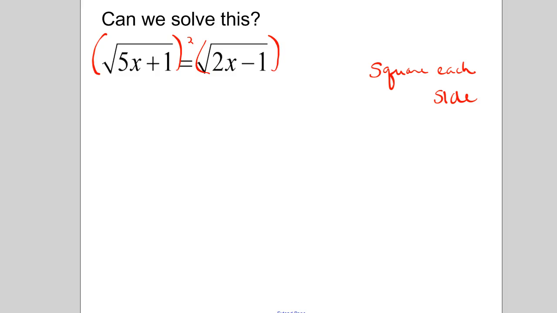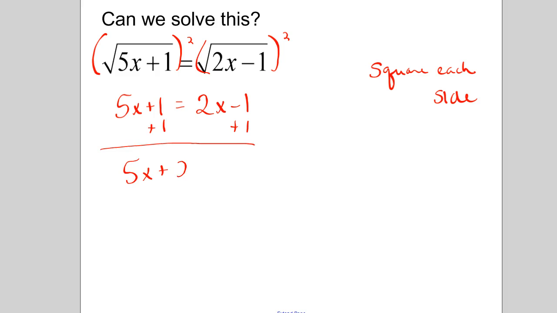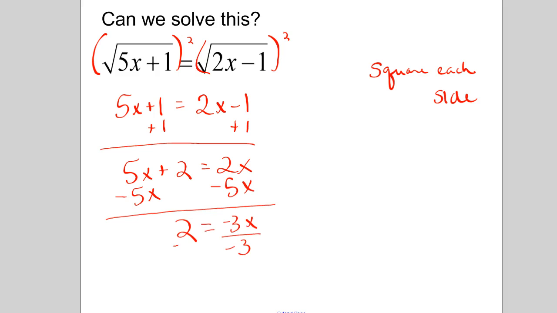Squared. Well, when I square a square root, 5x plus 1 just drops out. When I square a square root, 2x minus 1 just drops out. And now this becomes an equation that I know how to solve. This is an equation back from Algebra 1. So I'm going to get my x's by themselves. And I get 2 is equal to negative 3x. Divide by negative 3. And I get x is 2/3.